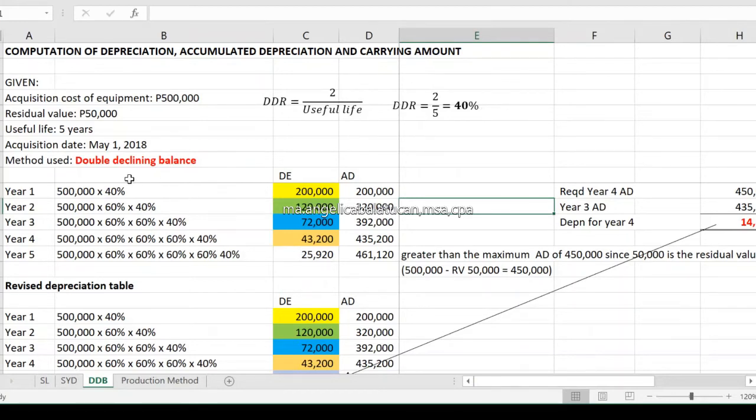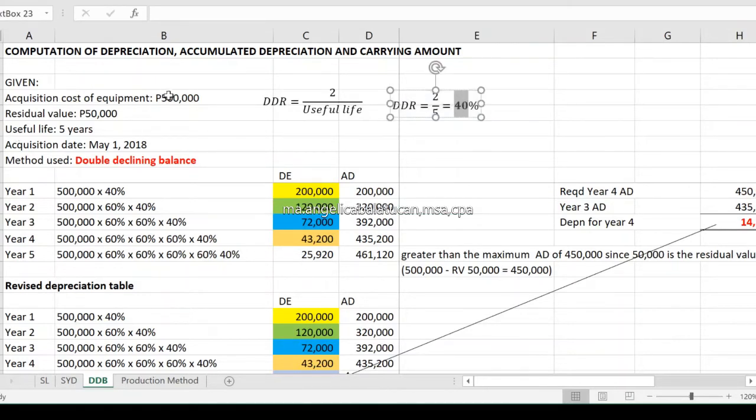But since it is declining balance, we are going to multiply the 40% to the remaining balance after we have deducted the preceding depreciations. Okay, so how do we do that? So first we will begin with the amount that we will multiply by the 40%.